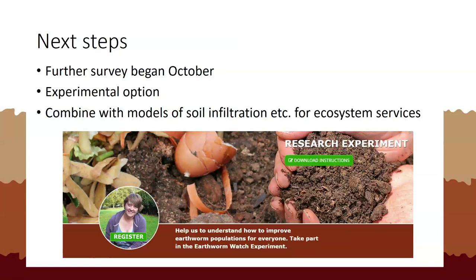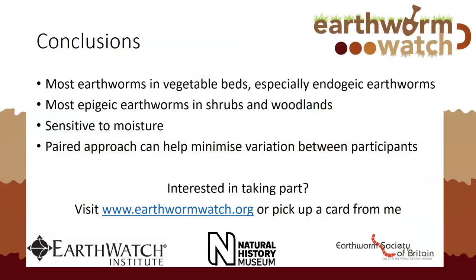And eventually I'm hoping to combine with some models of earthworms and soil infiltration to try and predict ecosystem services and how that will change with different land uses changing in the future. So, a bit short. In conclusion, we found the most earthworms in vegetable beds, especially soil-feeding endogeic earthworms, and the most epigeic earthworms are in shrubs and woodlands. We know that's sensitive to moisture, and that the paired approach can help minimise variation between participants.